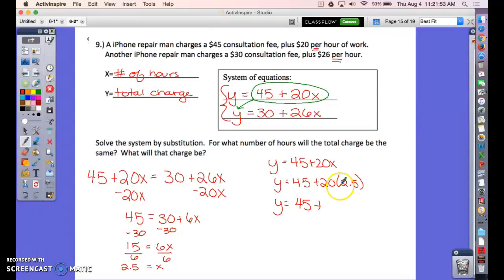$20 times 2 is 40. 20 times a half is 10. 40 and 10 give me 50. So it's a nice way to do it without a calculator, although you can use one here. So we get 95. So answer the questions.